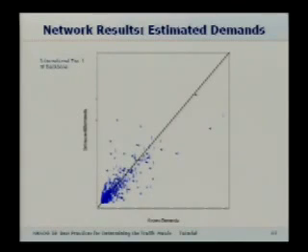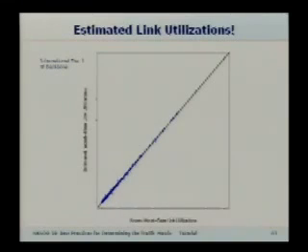So the question is, if I use this estimated traffic matrix, which I know is not very accurate, and I use it for failing every link in the network and seeing what happens, will it give me the same results as the real traffic matrix? And then the amazing thing happens.